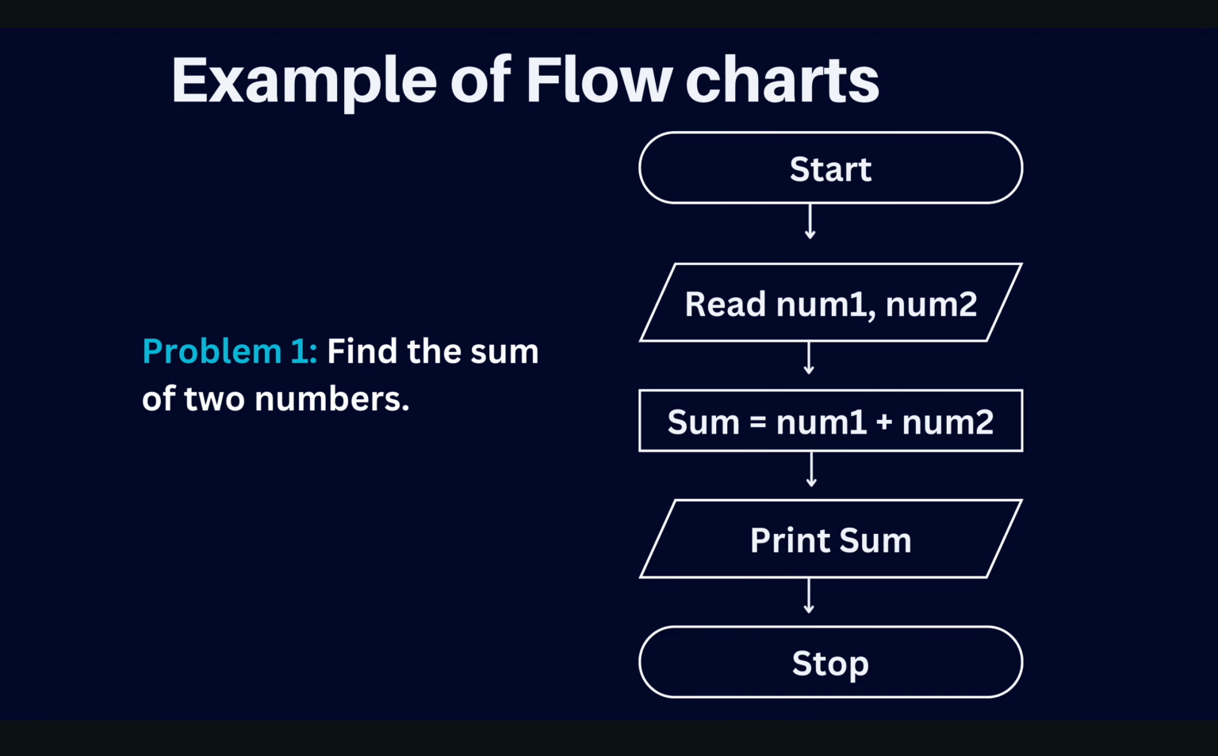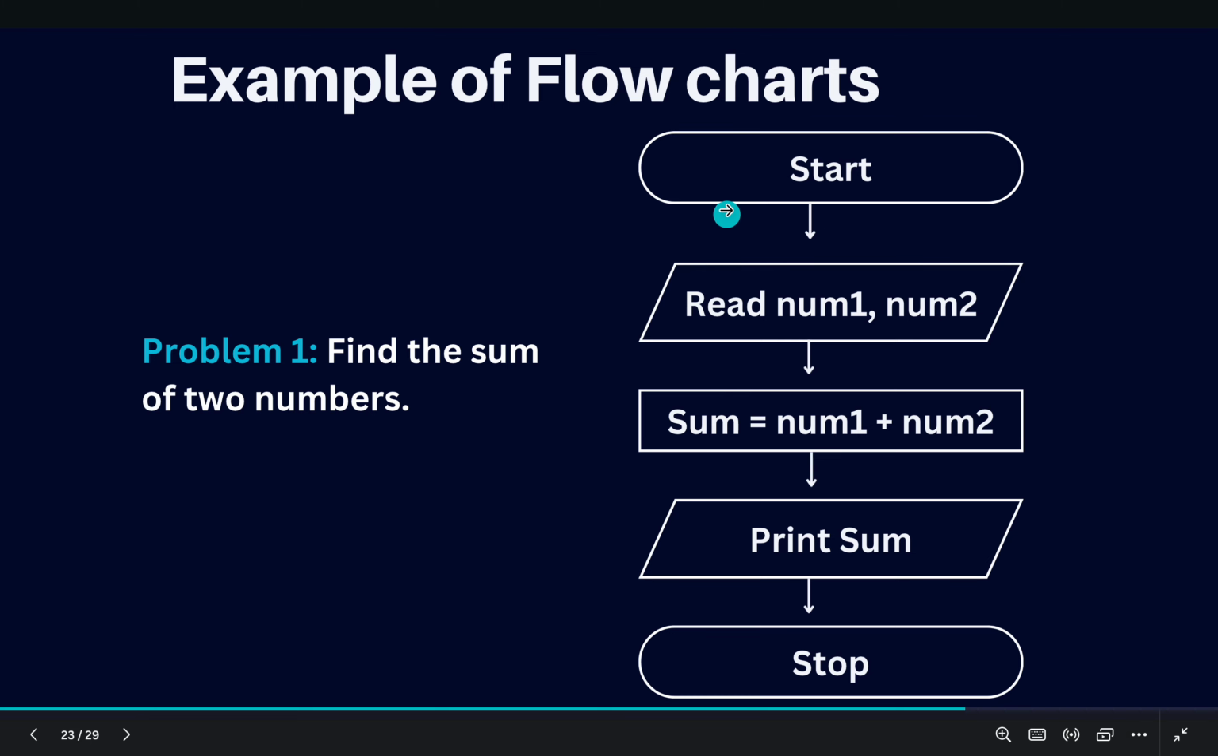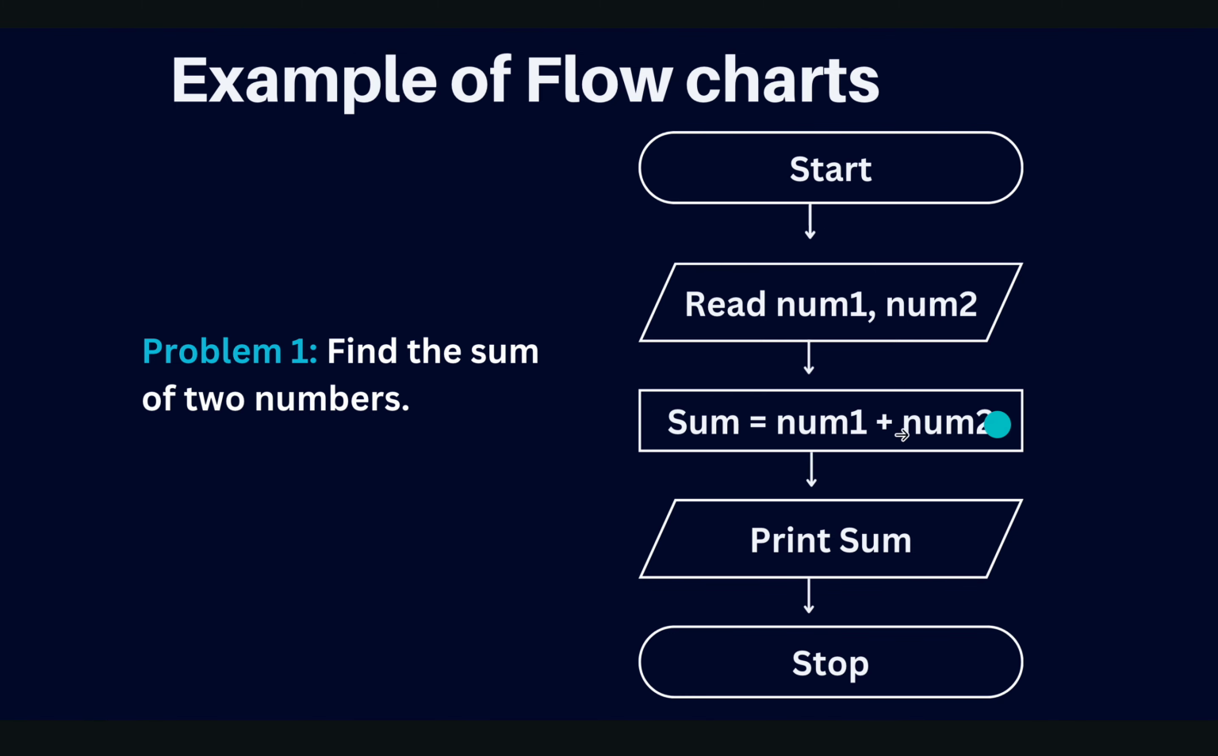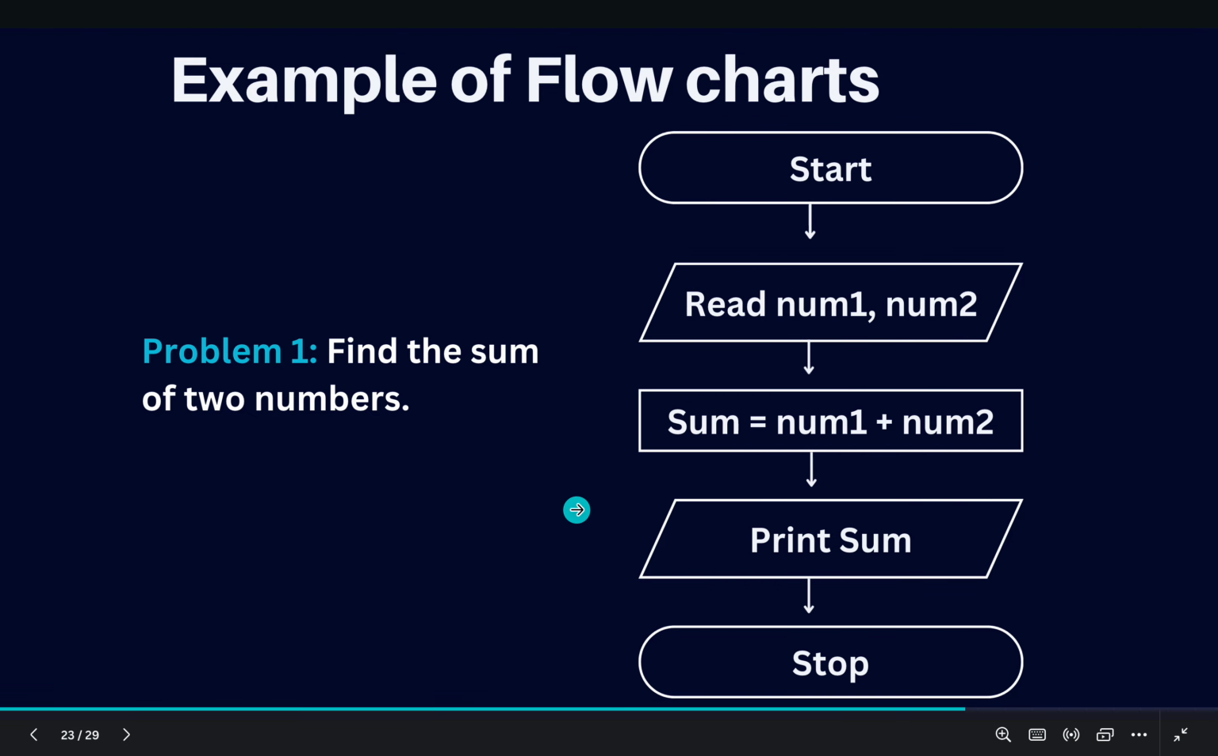Find the sum of two numbers. First start, then read number 1, number 2. For the input, I will take this parallelogram. Then I am summing up those two numbers: sum equal to number 1 plus number 2. So for processing, we use this shape. For input read we use, and also for output we use, the same symbol. Print sum, stop. Clear?